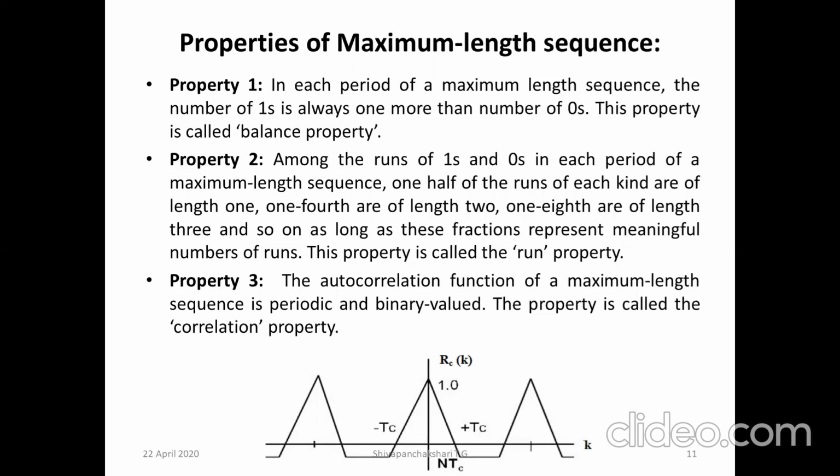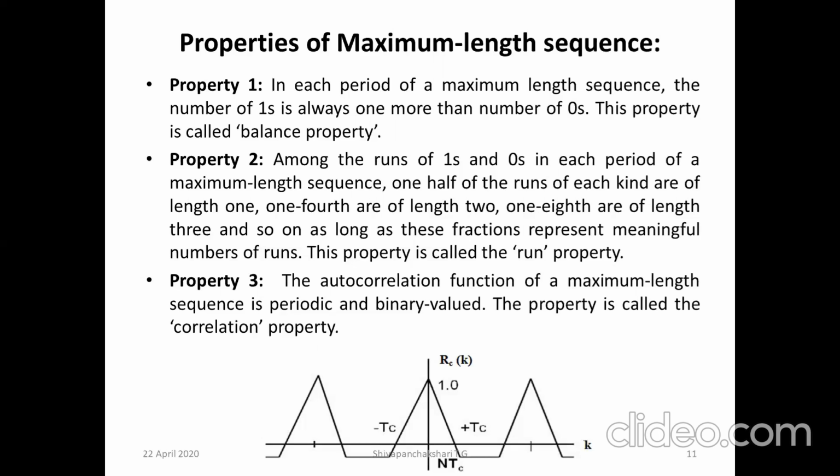First property is called the balance property, according to which the number of ones is always more than the number of zeros in a PN sequence. That means in a PN sequence of length 7 bits, 4 bits will be ones and 3 bits will be zeros. So the number of ones will be 1 more than the number of zeros.